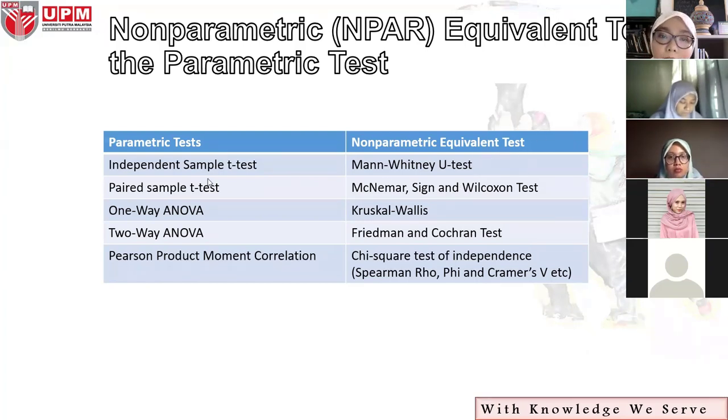Okay, for paired sample t-test, you can use McNemar, Sign and Wilcoxon test. Okay, one-way ANOVA, you can use Kruskal-Wallis. Okay, and then two-way ANOVA, you can use Friedman and Cochran test. Okay, for Pearson product moment correlation, you can use chi-square test of independence, Spearman rank order, or Cramer's V. Okay, but for simple linear regression or multiple linear regression, you can also use simple logistic regression or multiple logistic regression.